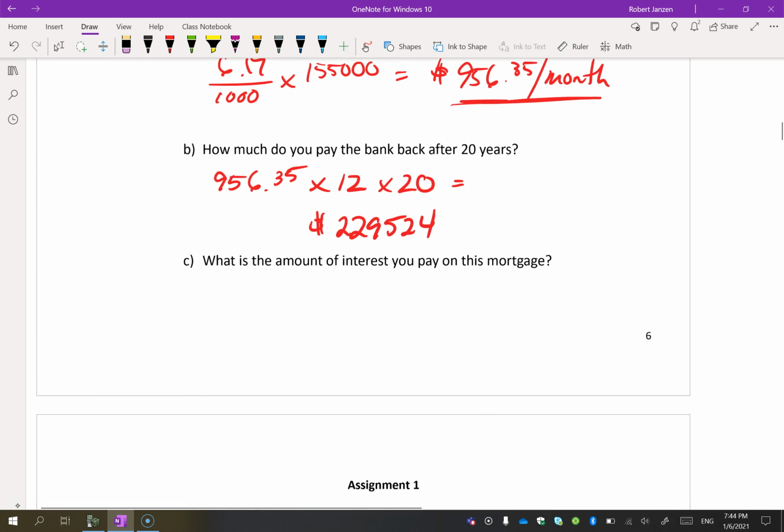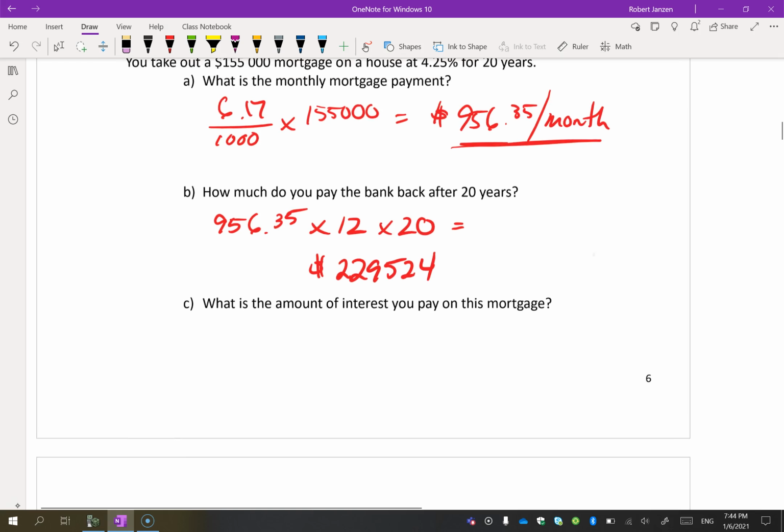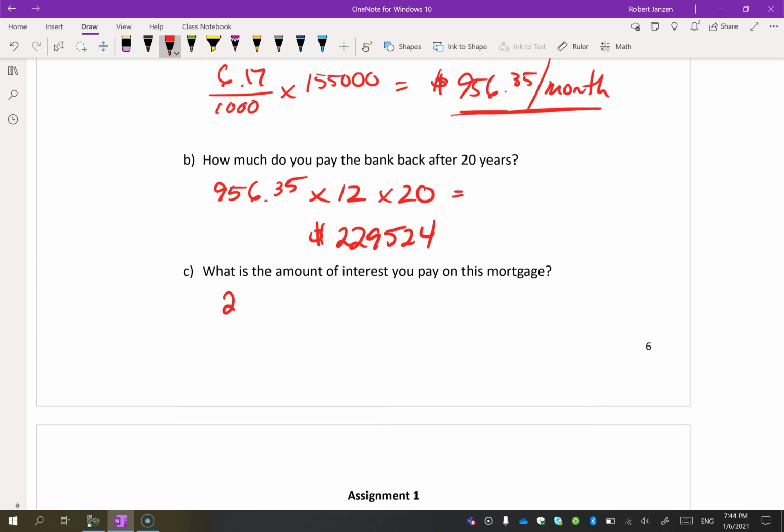Okay, what is the amount of interest you pay on this mortgage? Well, what is the interest? If I pay $229,524, but it was only $155,000 to start with, that means that's how much I paid in interest. $74,524 in interest. It's a lot of money.